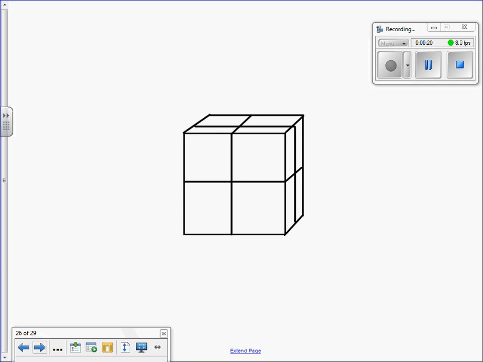Alright, here I have a structure, a three-dimensional shape. First thing we're going to do, remember we talked today about skyscrapers. Picture this as a skyscraper. The first thing we want to do is find the area of the base, or the area of that first floor of our building.